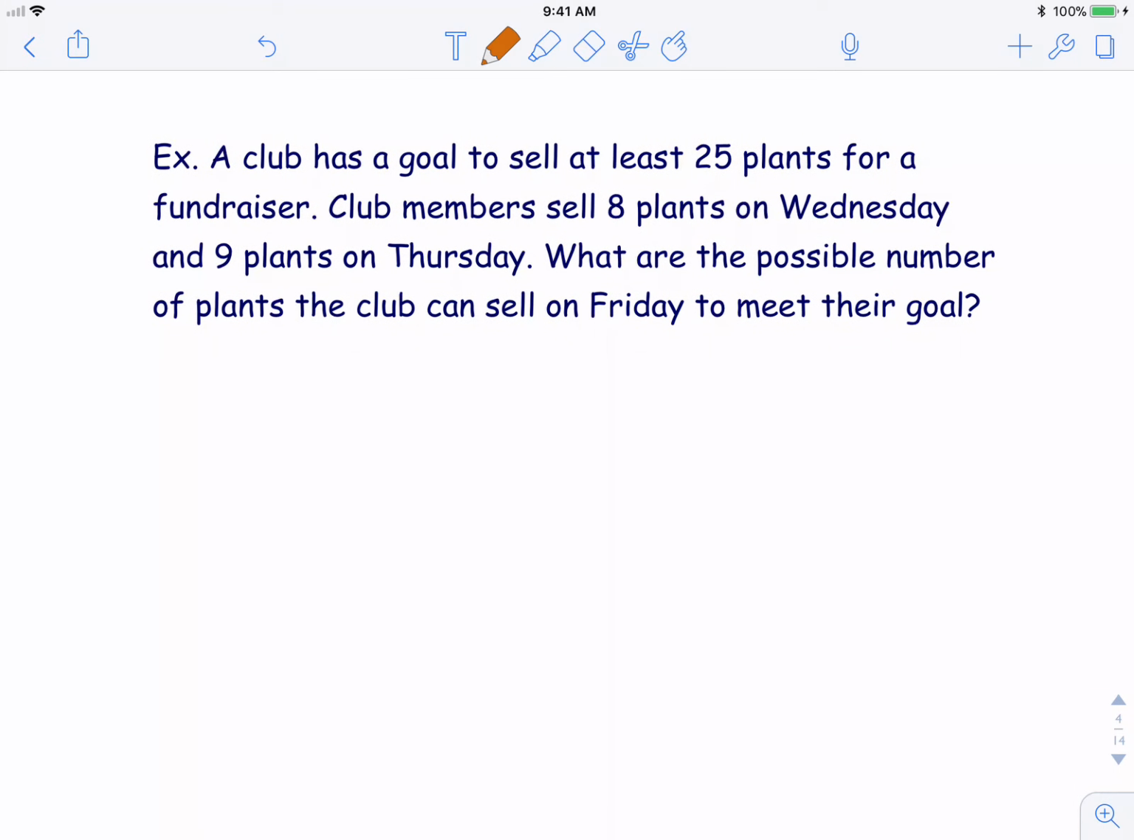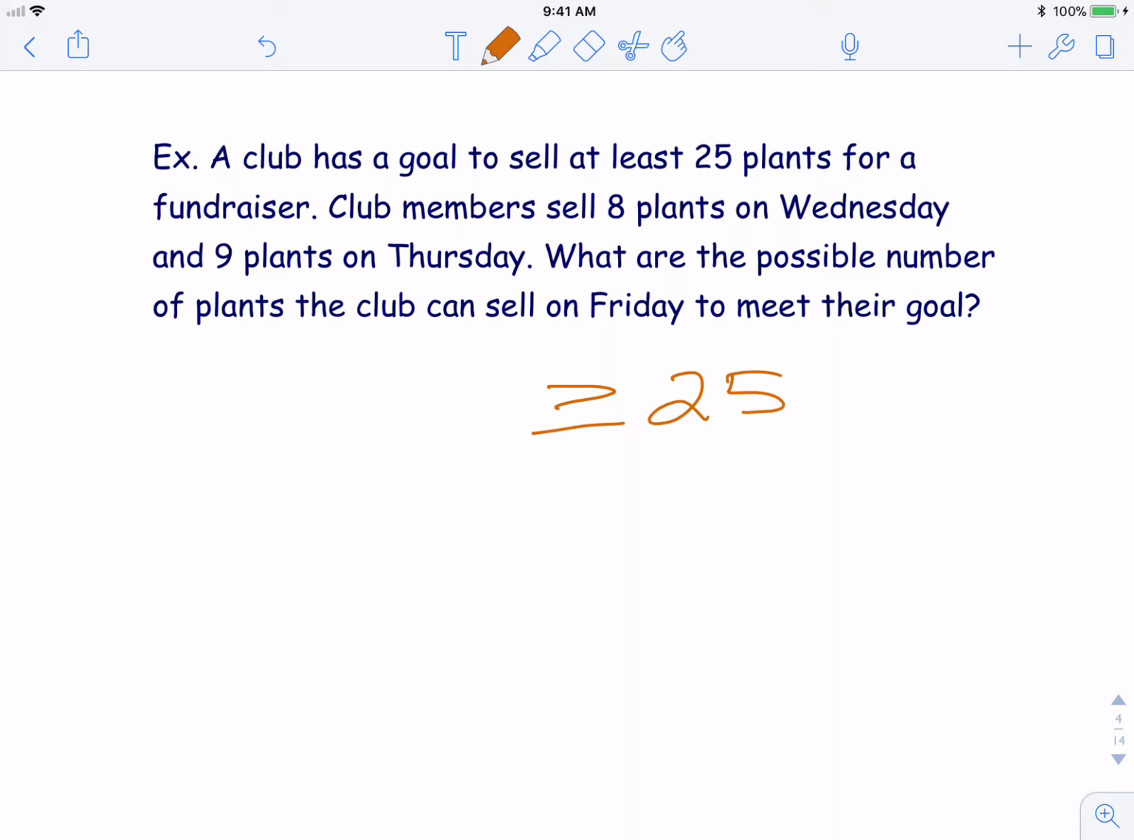In this example, it says a club has a goal to sell at least 25 plants for a fundraiser. At least means that's the smallest amount that they want to sell. So that means that they should be able to sell 25 or anything more than that. So my inequality symbol, that means that is a greater than or equal to 25.